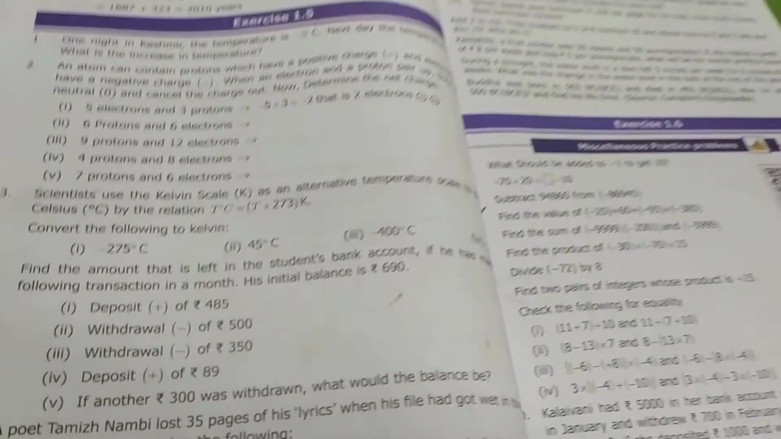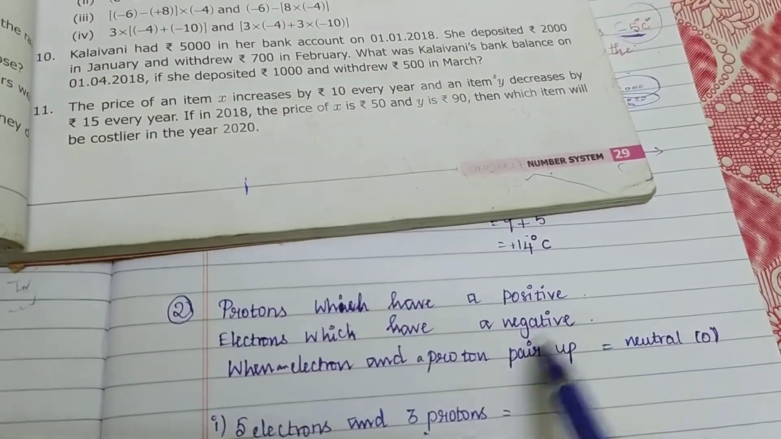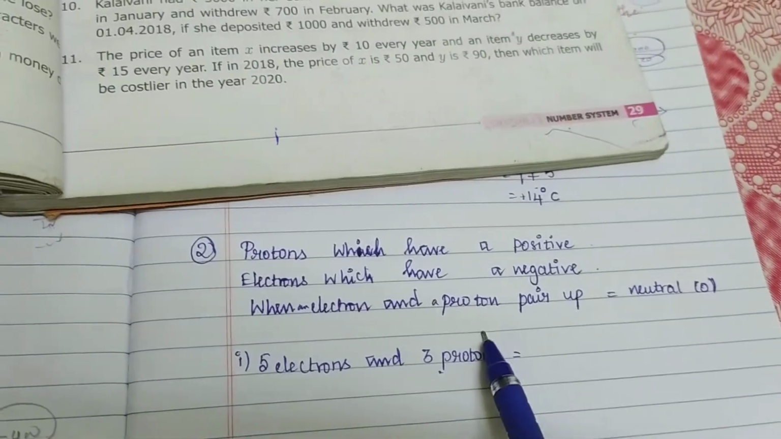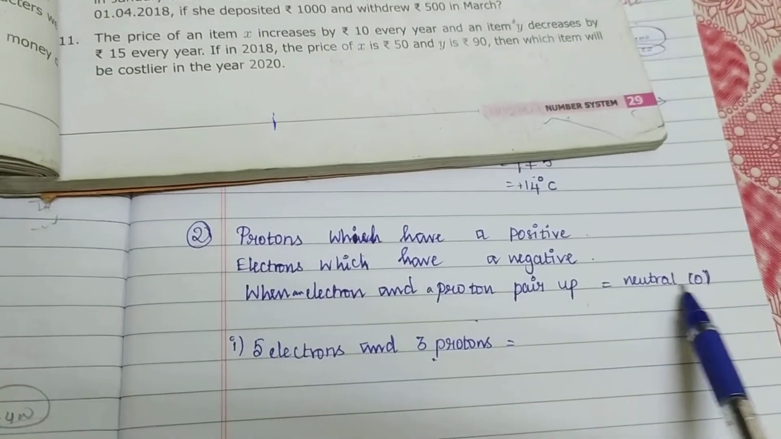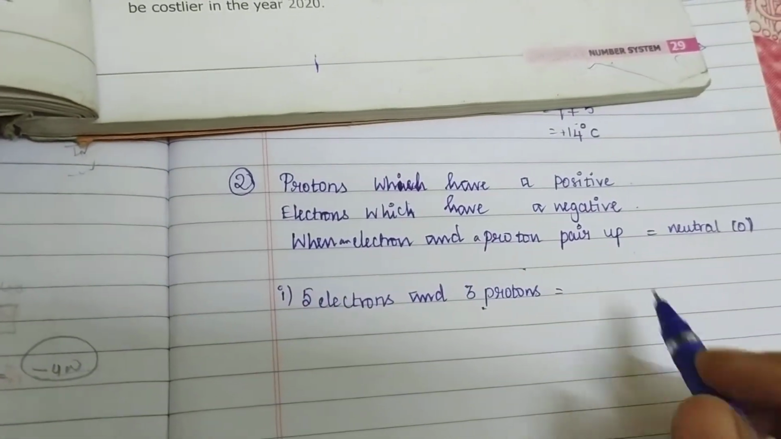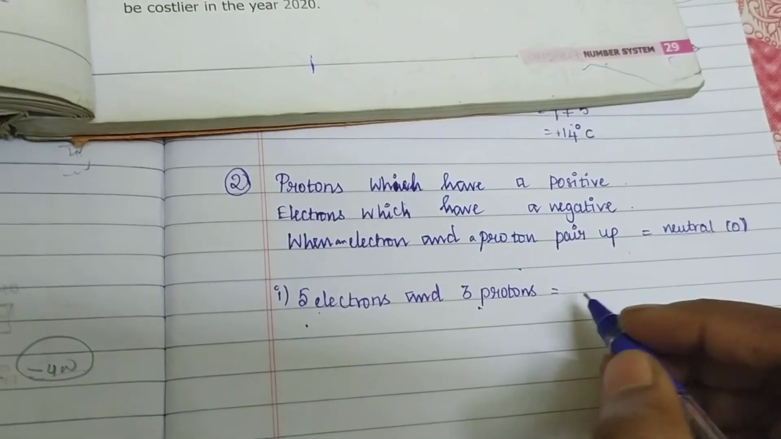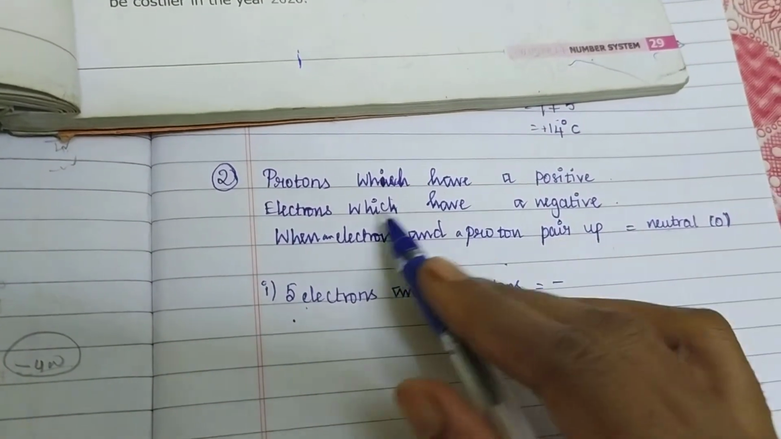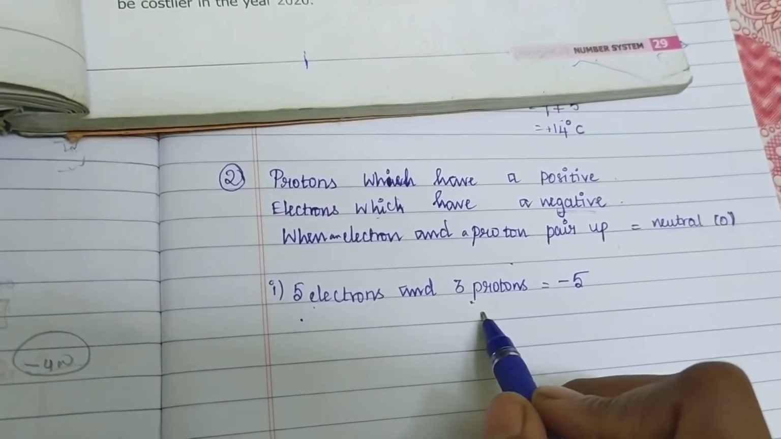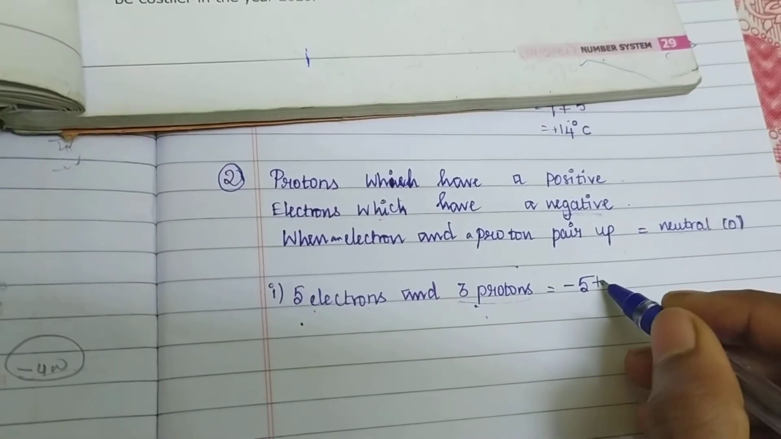So how can we write? We already know a proton has a positive number and an electron has a negative number. When an electron and a proton pair up, you get a neutral. If you have an equal balance, you get a neutral. For example, they are giving 5 electrons. Electron means what? Negative number. So -5. Proton means positive number, then +3.